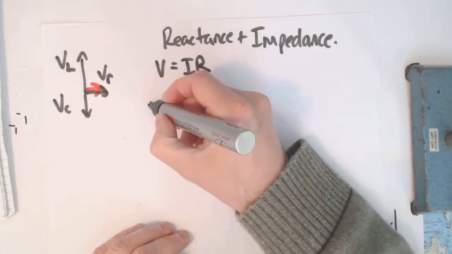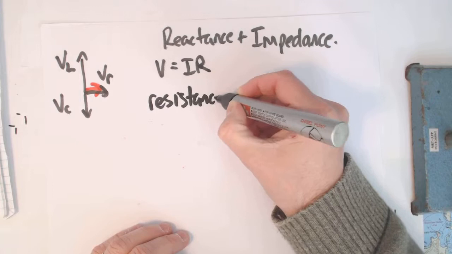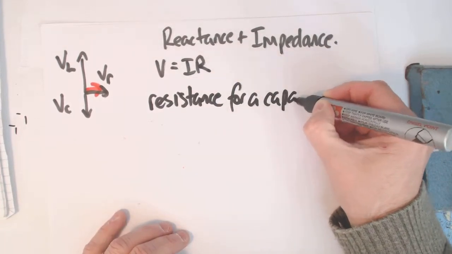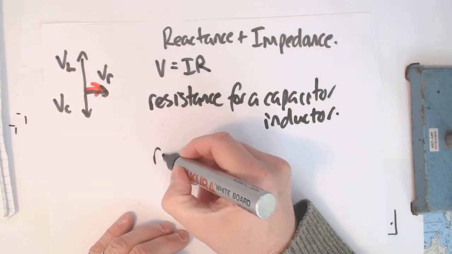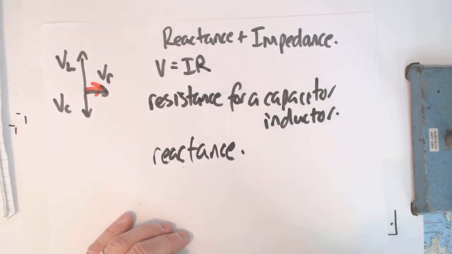So resistance for a capacitor or inductor has a special word, and it's called reactance. It is a form of resistance, but it doesn't generate heat. It has an effect on current flow, therefore we can say it's a type of resistance. But it doesn't generate heat and it doesn't use up energy. There's a transfer of energy in the capacitor and the inductor, which we know as the magnetic field and the electric field. So there's a special word for it.